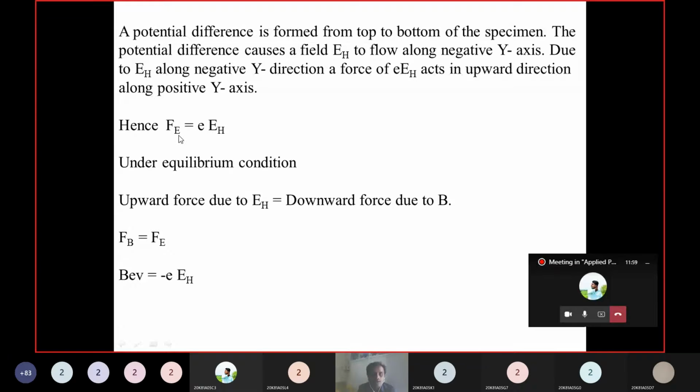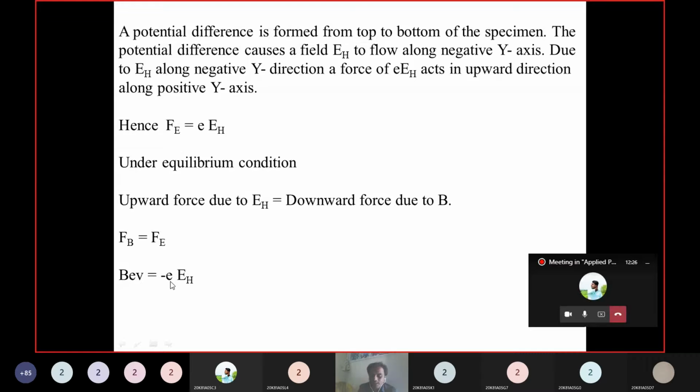Now, at equilibrium condition, the upward force due to the electric field is equal to the downward force due to the magnetic field. So at equilibrium, FB is equal to FE. Both are in opposite directions, that's why I am taking a minus here. So BeV is equal to e into EH. Here e gets cancelled.